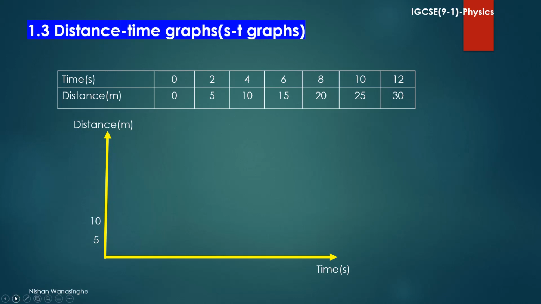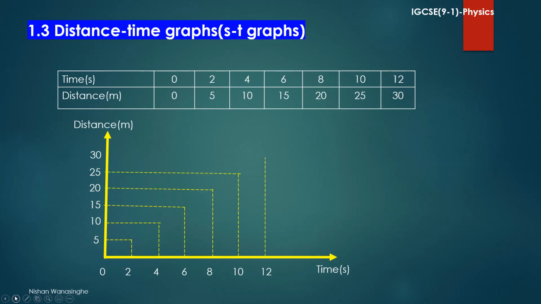Okay, now here I write 5, 10, 15, 20, it's the 5 times table. Time axis: 0, 2, 4, 6, 8, 10, 12. Now I can mark the points. The x coordinate is 2, the y coordinate is 5; 4, 10; 6, 15; 8, 20; 10, 25; 12, 30. When you join these points, you get a straight line, right?